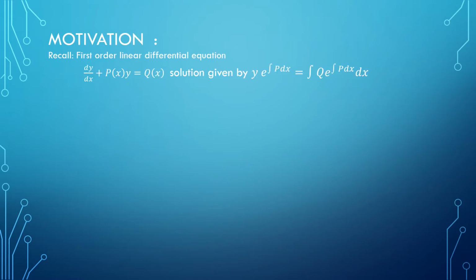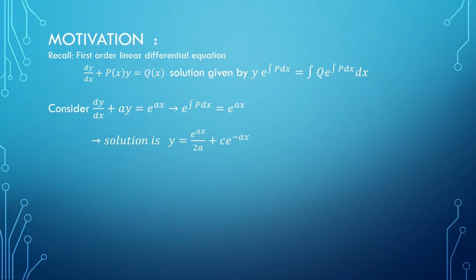From first order linear differential equations, we can recall the form dy by dx plus py equal to q, and the solution is obtained by the method mentioned here. Suppose I consider a simple differential equation dy by dx plus ay equal to e to the power ax. I can obtain a solution: e to the power ax by 2a plus c e to the power minus ax.